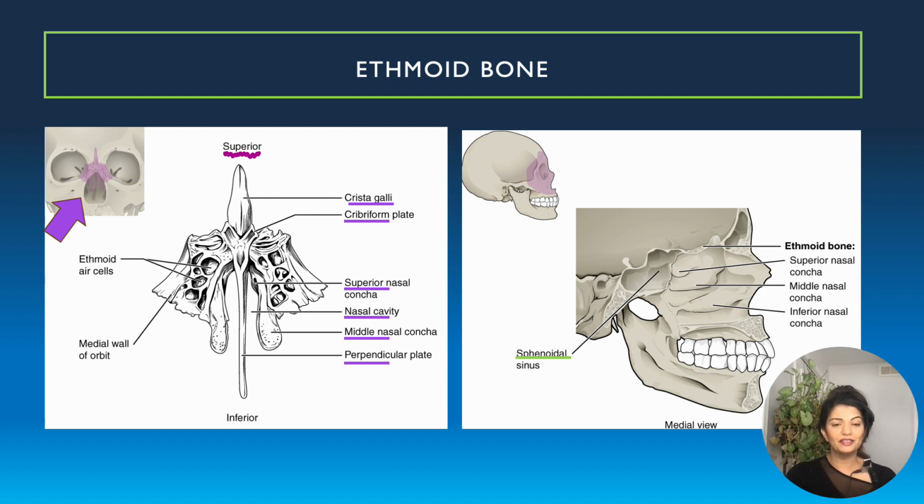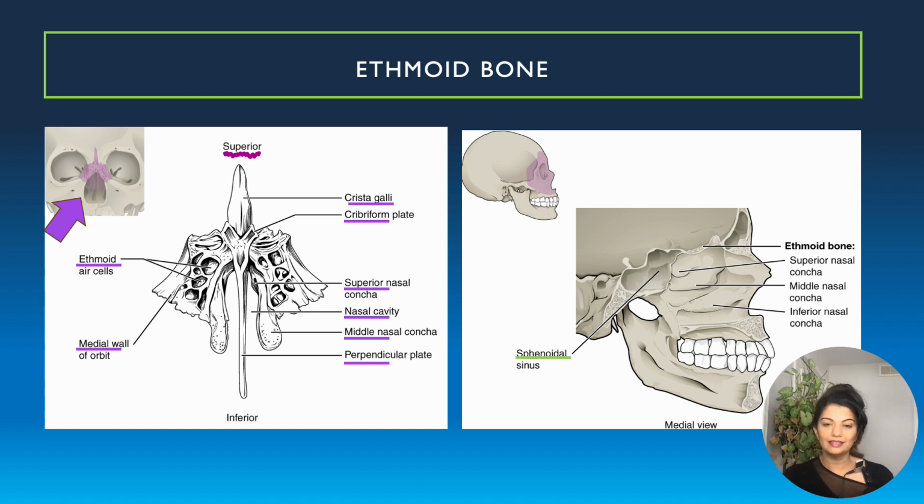And then, of course, we've already talked about the ethmoid air cells. They're part of your paranasal sinuses. It looks like bubbles. This is very unique to the ethmoid bone. And then we've got the medial wall of the orbit, because the ethmoid not only proliferates in the nasal area, but it spreads into the orbit closest to the nasal area.